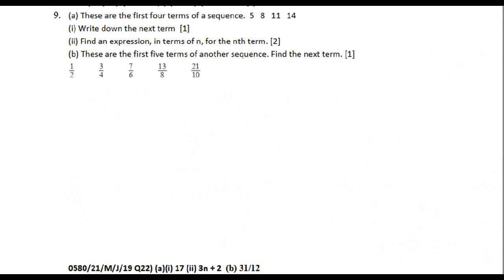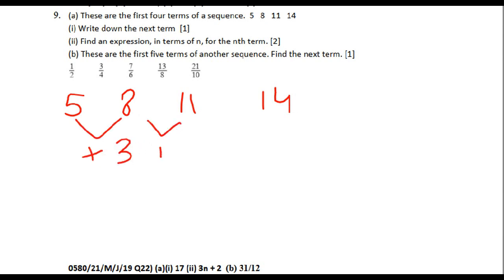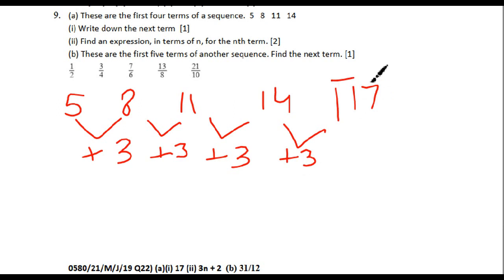Question number 9. These are the first 4 terms of a sequence: 5, 8, 11, 14. Part 1: write down the next term. So we add 3 here, then again we add 3, then again we add 3. So the next term will be 14 plus 3, which is 17. That is the answer for part A.